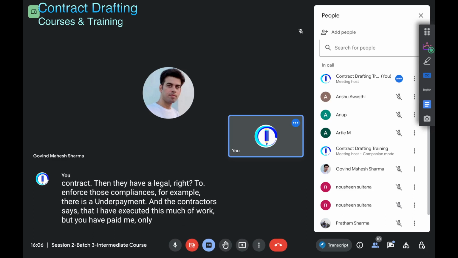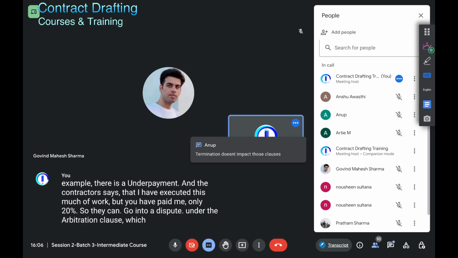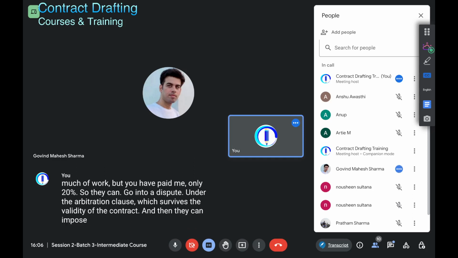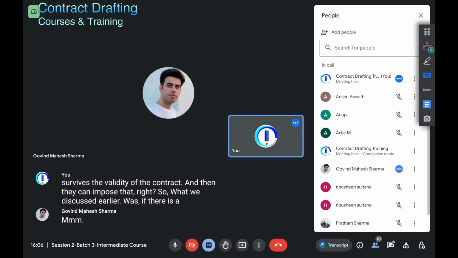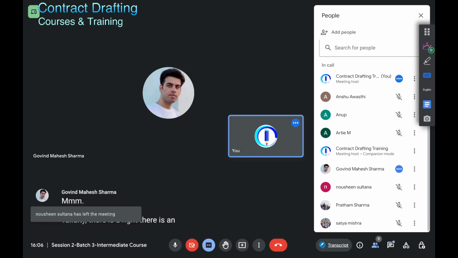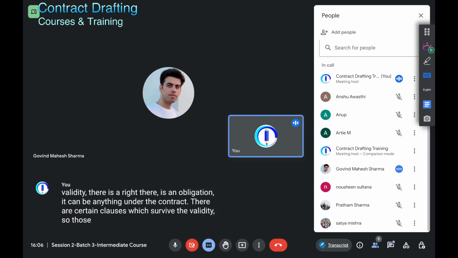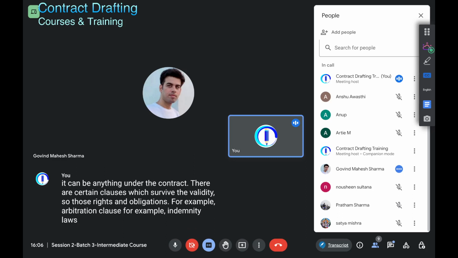So, they can go into a dispute under the arbitration clause, which survives the validity of the contract, and then they can enforce that right. So, what we discussed earlier was if there is a contract during the validity, there is a right, there is an obligation. It can be anything under the contract. There are certain clauses which survive the validity. So, those rights and obligations, for example, arbitration clause, indemnity clause, audit clause.